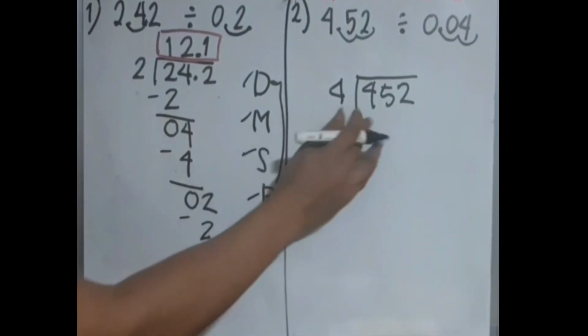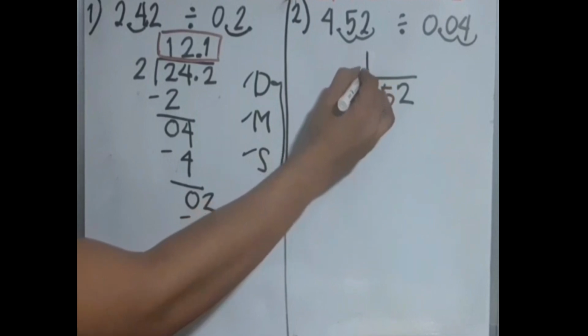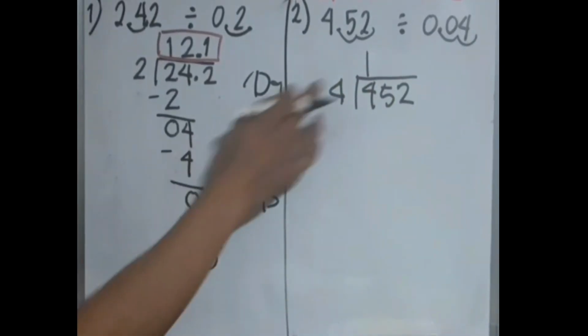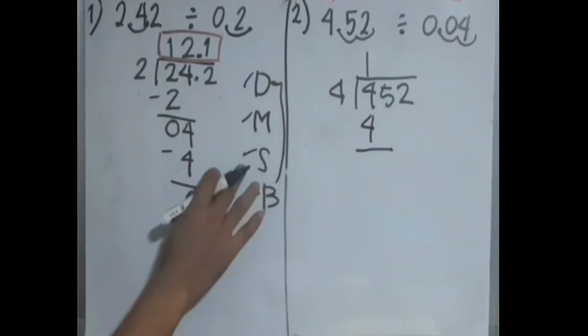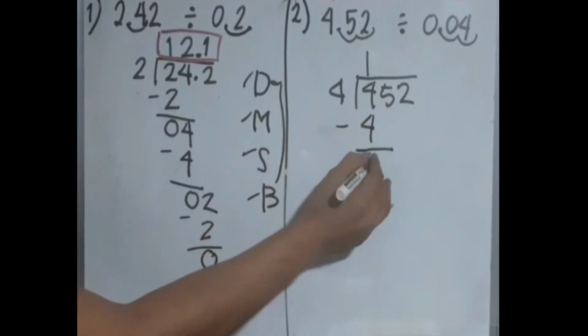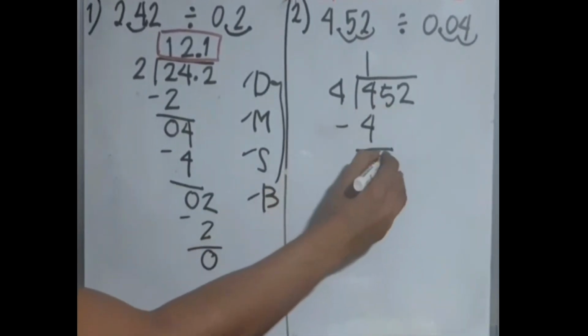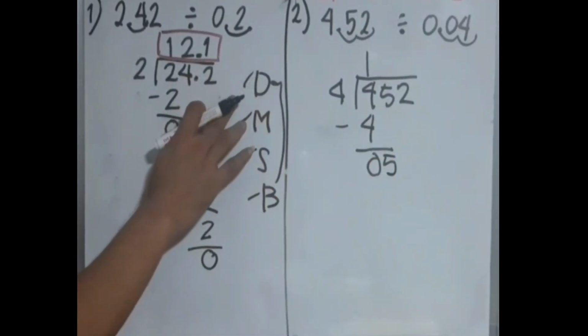First is divide. 4 divided by 4 is equal to 1. Write your answer above 4. Next is multiply. 1 times 4 is equal to 4. Next is subtract. 4 minus 4 is equal to 0. Next is bring down. Bring down the digit 5. Next is go back to the first step, which is divide.